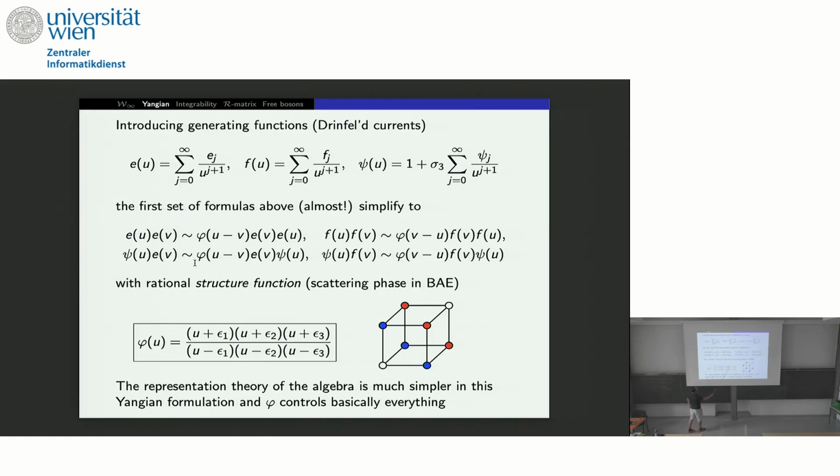And phi is just a rational function which has 3 zeros and 3 poles, and that's the function that was appearing on the first slide in the Bethe ansatz equations. So this is the unique structure function that controls this whole algebra in this Yangian description. Actually, this structure function is very closely related to this picture of 3-dimensional Young diagrams. The positions of zeros and poles you can imagine as being associated to the positions of the vertices of the basic cube that is controlling the representation theory.